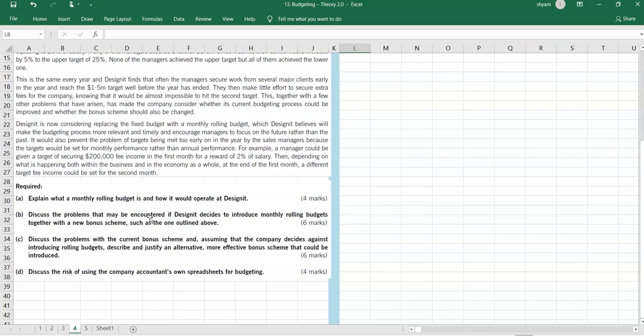Discuss the problems that may be encountered if Designit decides to introduce monthly rolling budgets together with a new bonus scheme, such as the one outlined. So, what would be the problems of introducing rolling budget?